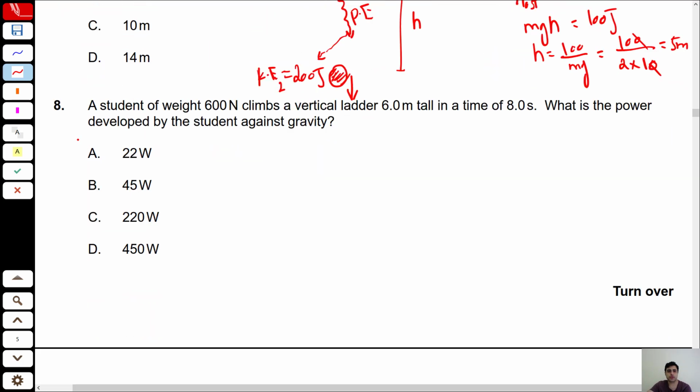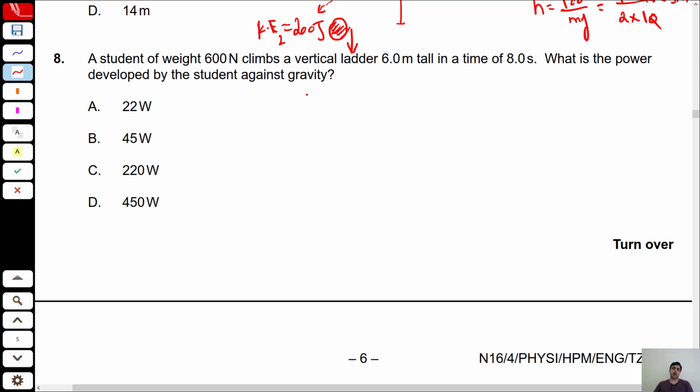Okay. So number 8. A student of weight 600 N climbs a vertical ladder 6 meters tall in a time of 8 seconds. What is the power developed by the student against gravity?